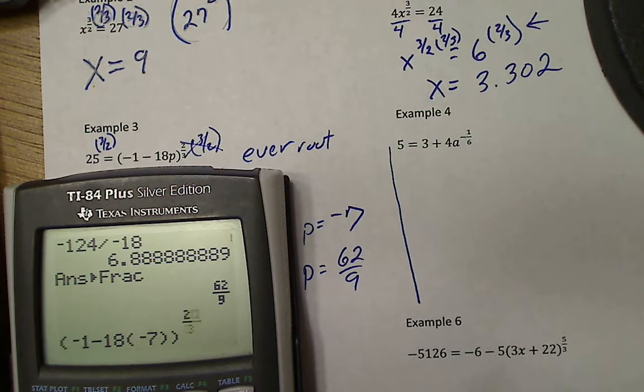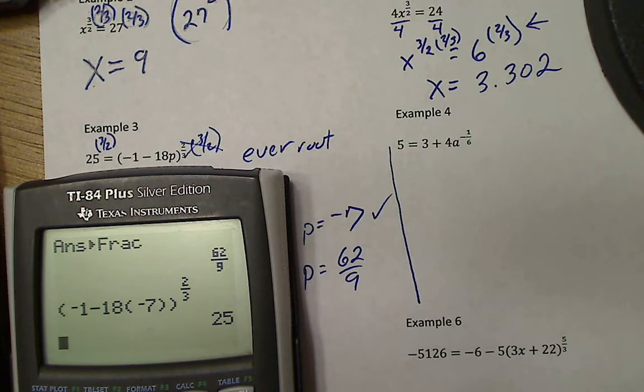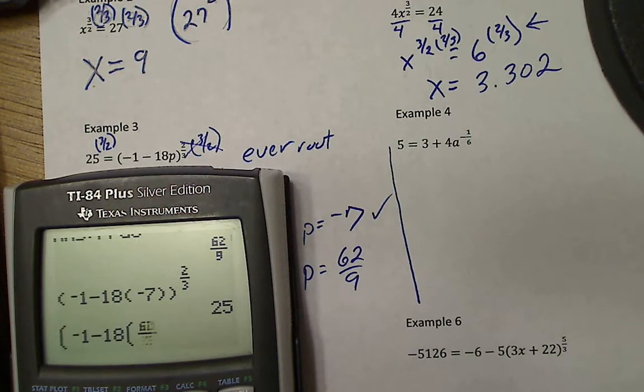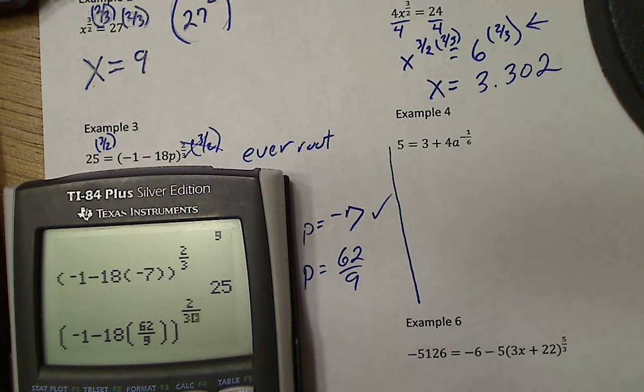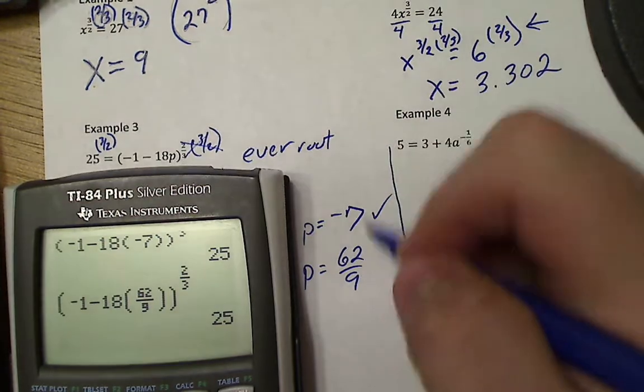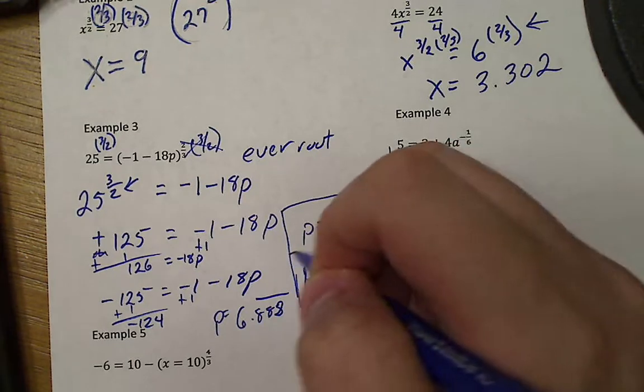I have to fix my calculator. Then I get 25. So that one's good. And if I do the same thing for the second one, negative 1 minus 18 to the 62 over 9, to the, was it 2/3 power again? I get 25 again. So both of these answers work, and I have two answers I have to consider on these.